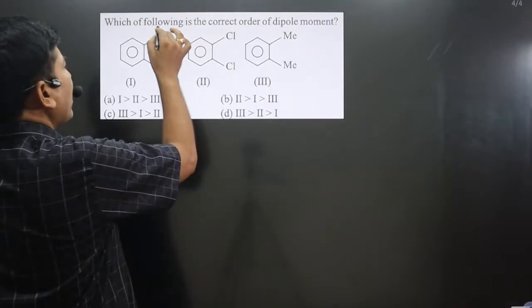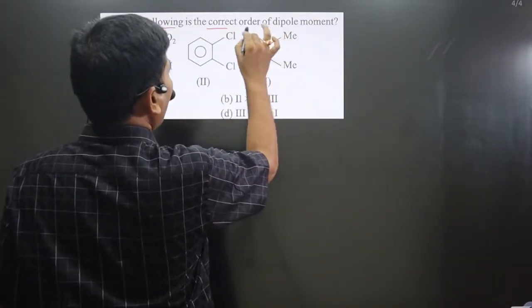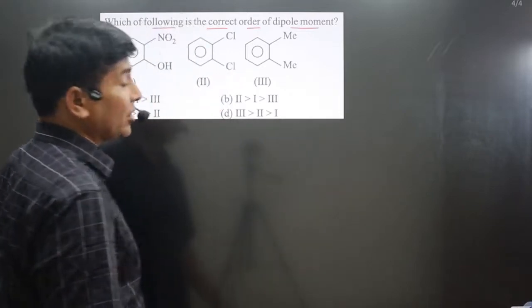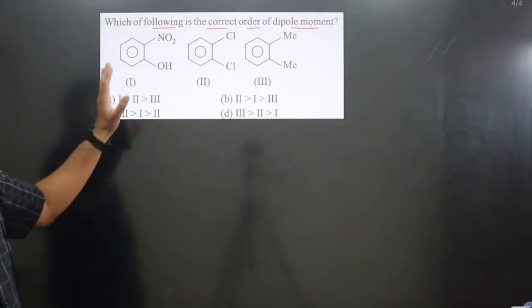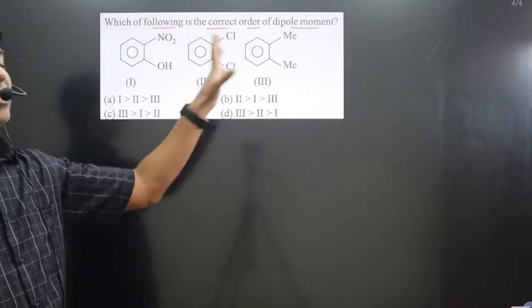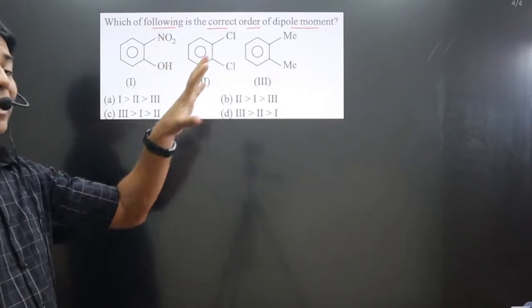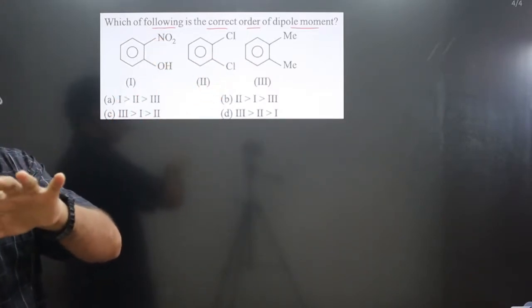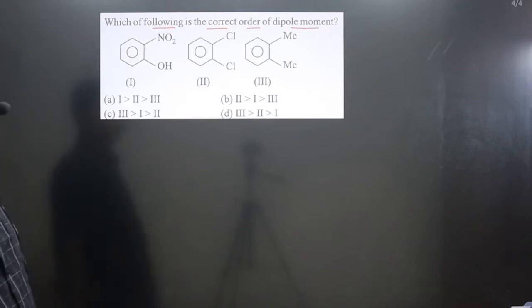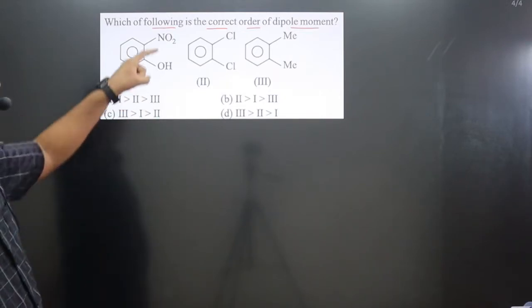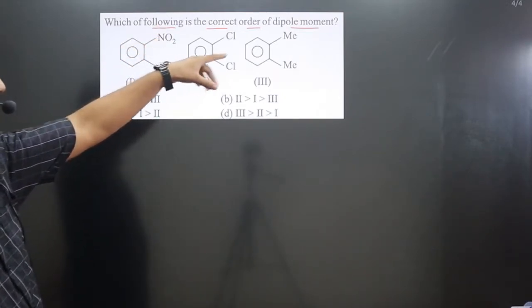The question says which of the following is the correct order of dipole moment. You can see three compounds are given there, and in all these three compounds there is benzene, but the groups which are attached to the benzene are in the same position with respect to each other.